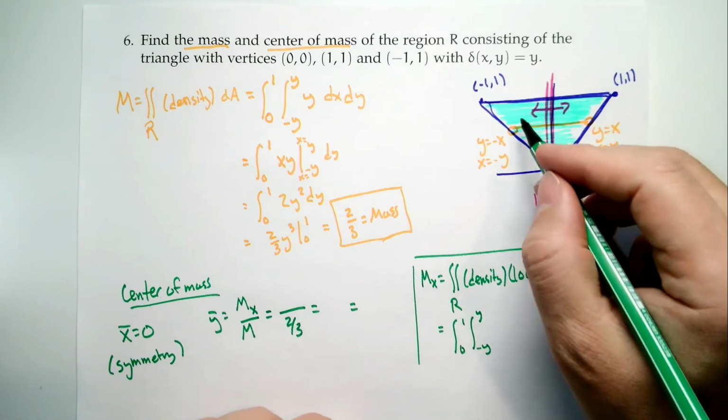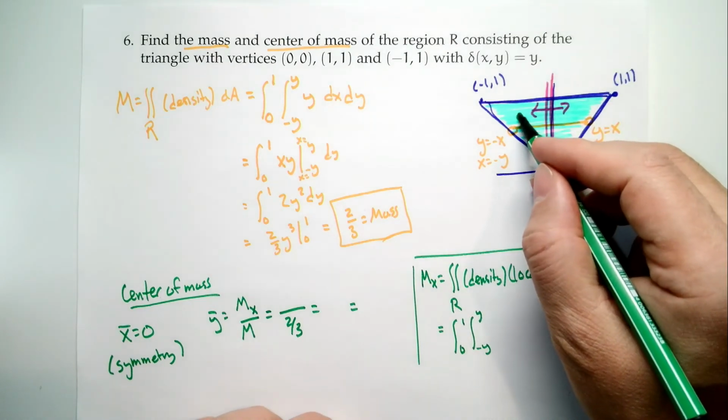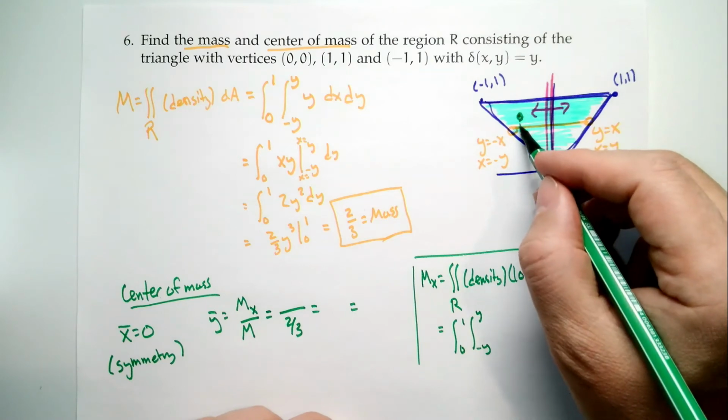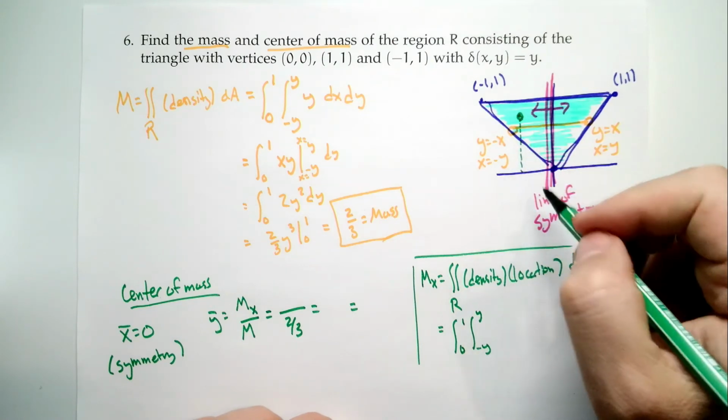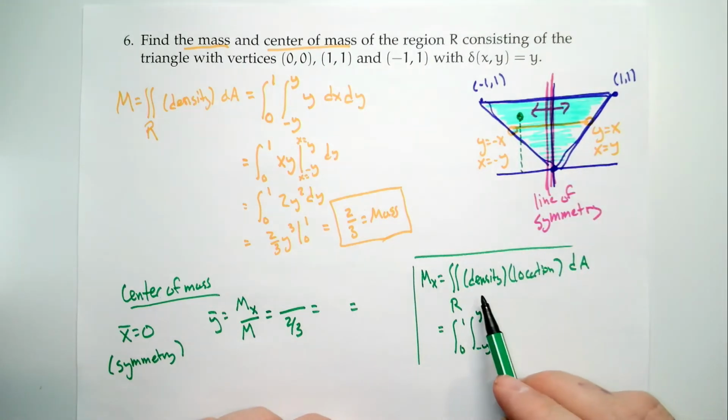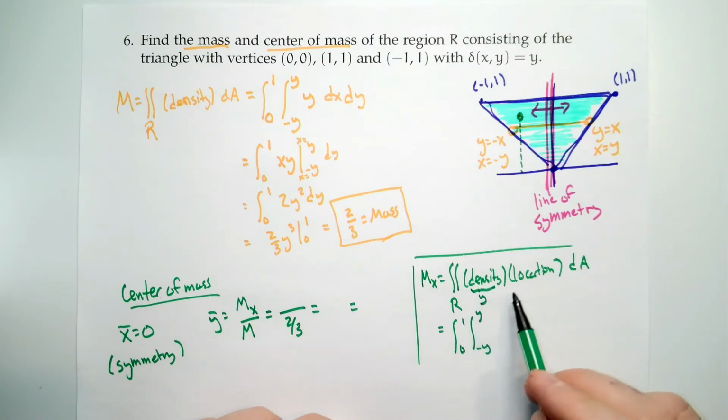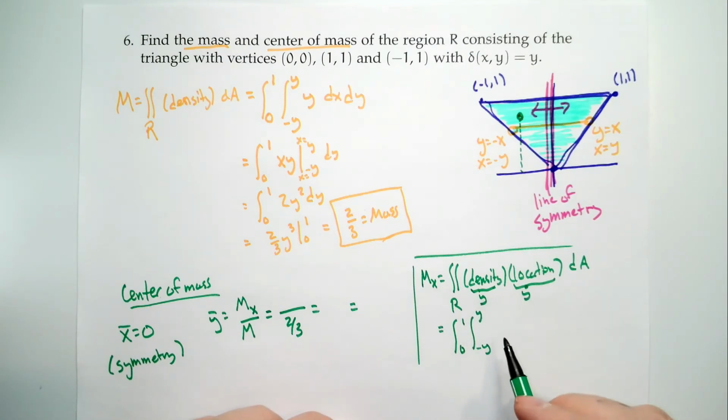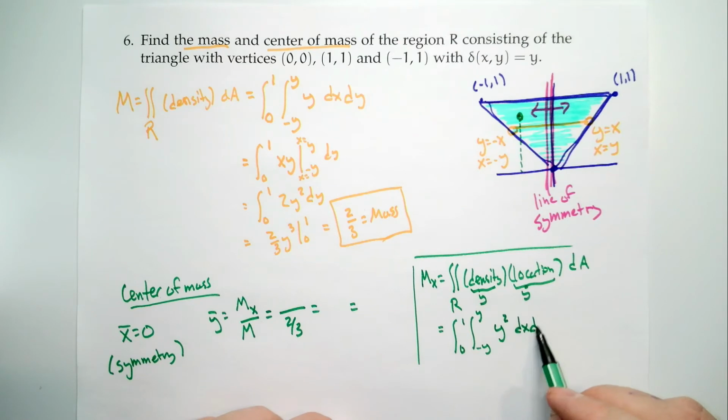What's our location? So in other words, we're thinking of, here's a little tiny piece. What's our location down to the x-axis? So the answer is y. Aha! y. This question really gets after the y. So we're going to integrate y squared dx dy.